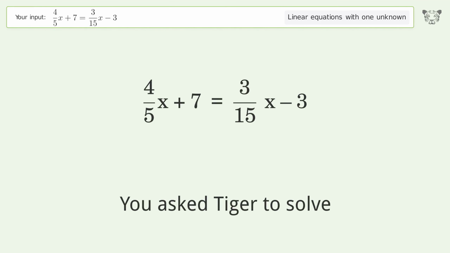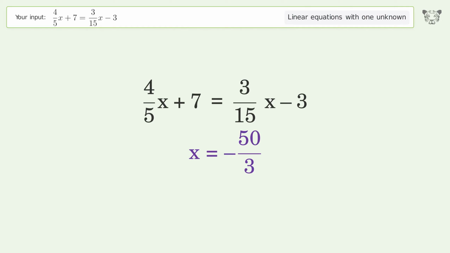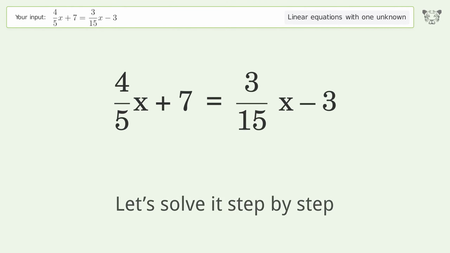You ask Tiger to solve this. This deals with linear equations with one unknown. The final result is x equals -50/3. Let's solve it step by step.